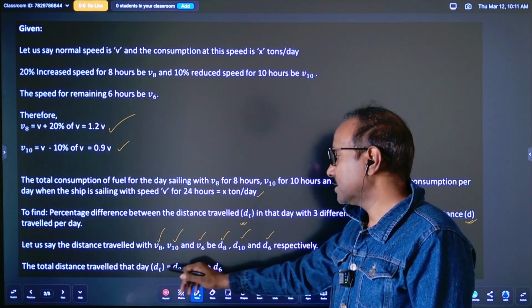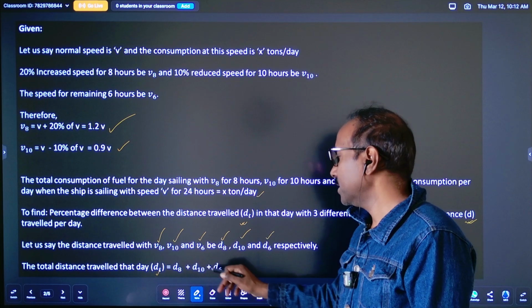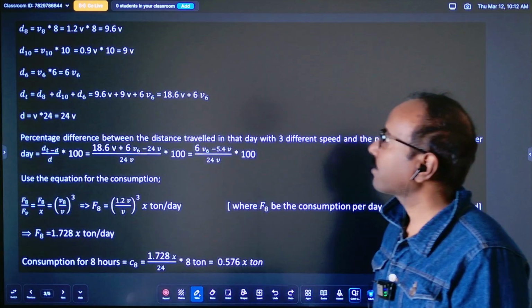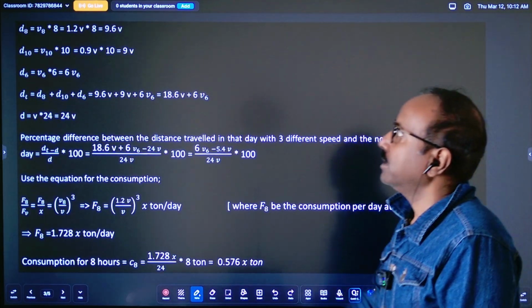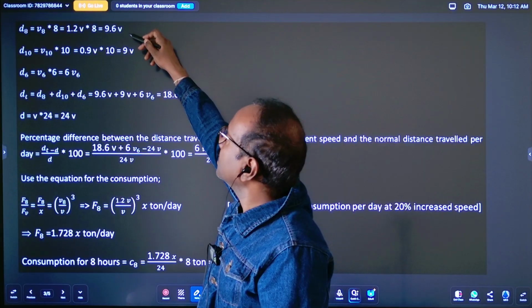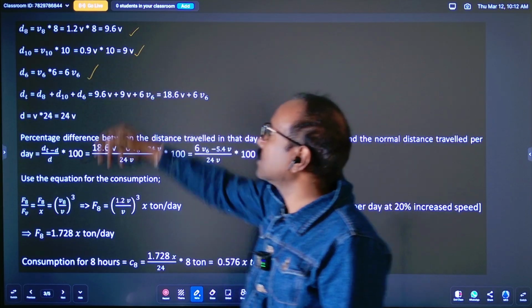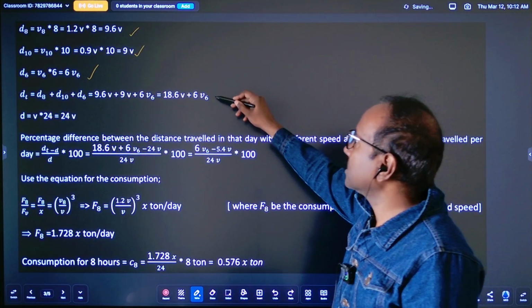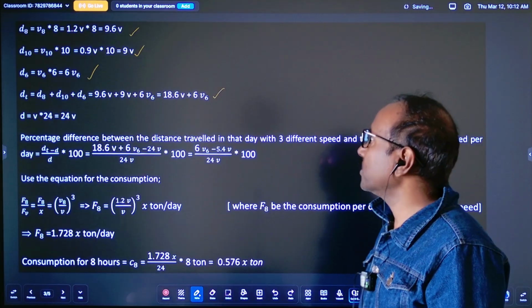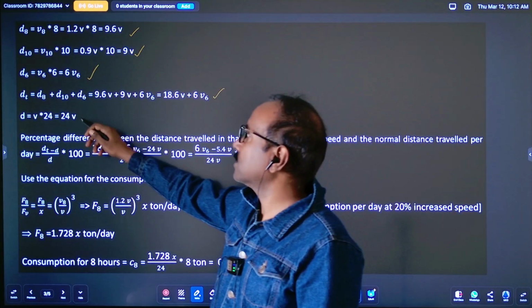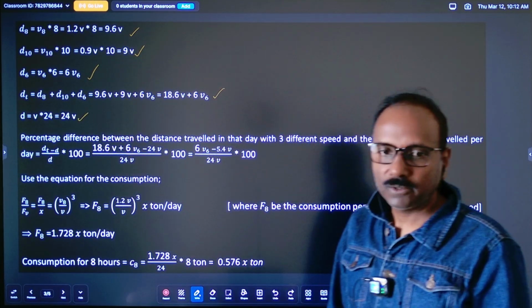So total distance traveled dt will be d8 plus d10 plus d6. Now calculate: d8 is v8 into 8, d10 is v10 into 10, and d6. The total distance on that particular day is 18.6 v plus 6 v6. With normal speed it is 24 v.